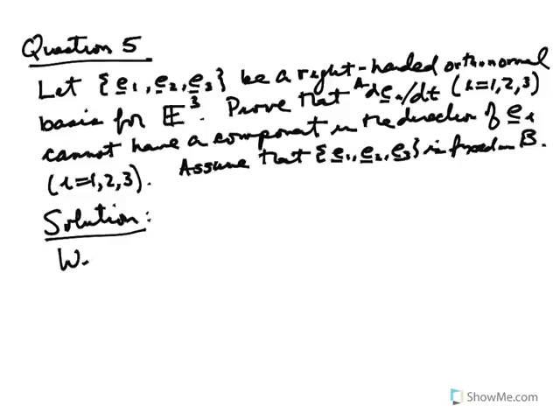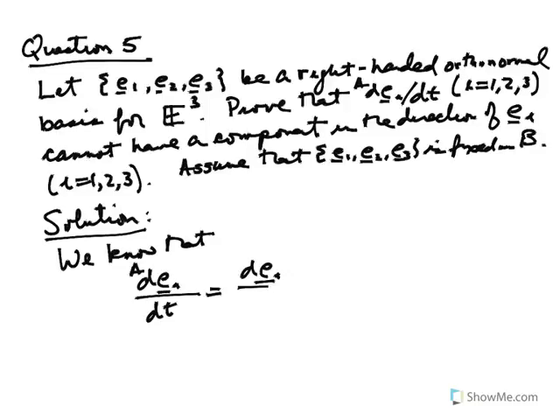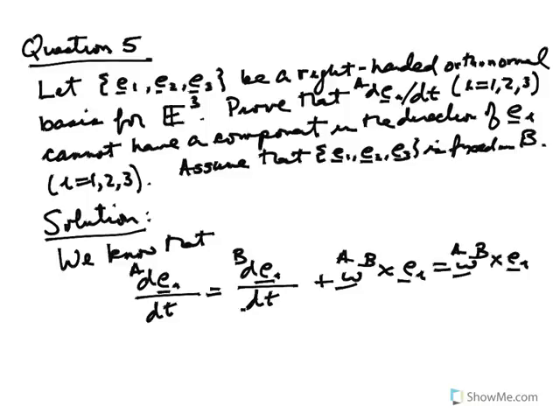We know that the rate of change of a basis vector in frame A is equal to its rate of change in frame B plus omega BA crossed with the basis vector. But that's just equal to omega BA crossed with the basis vector, because this rate of change in B of the basis vector is 0, because the basis vector is fixed in B.